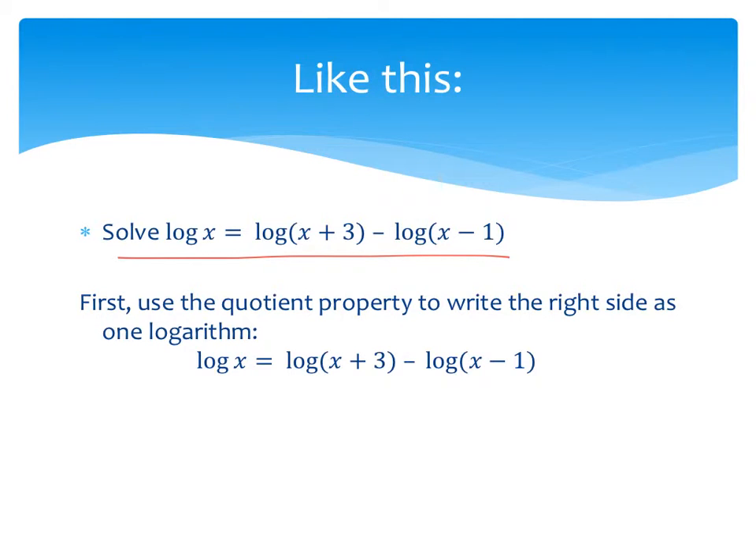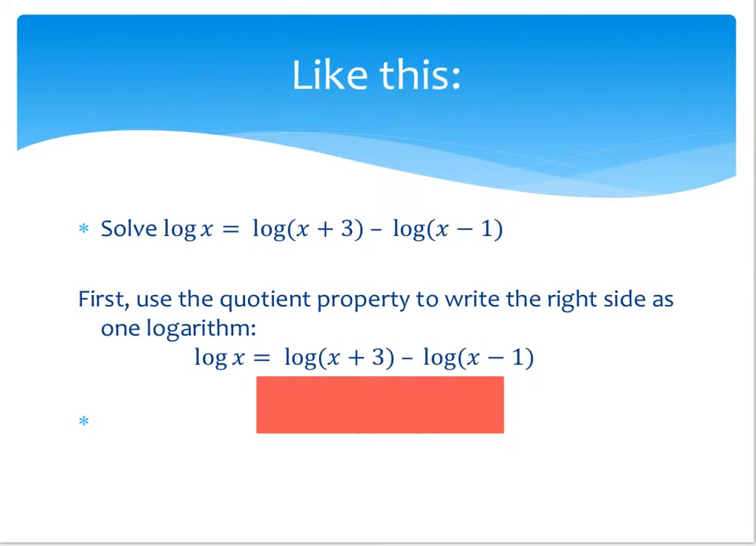Log x equals log of x plus 3 minus the log of x minus 1. So the first thing you're going to have to do is use that quotient property to write this right-hand side as one log. So we still have log of x on the left-hand side. But on the right-hand side, we're going to have log and then x plus 3 in the numerator and an x minus 1 in the denominator.